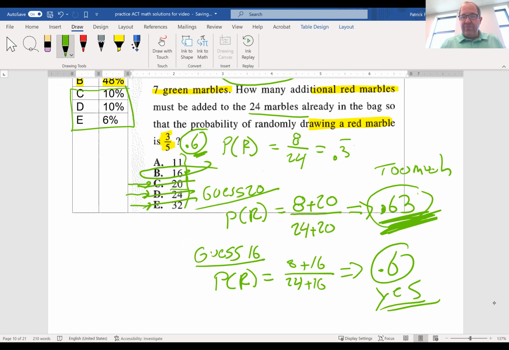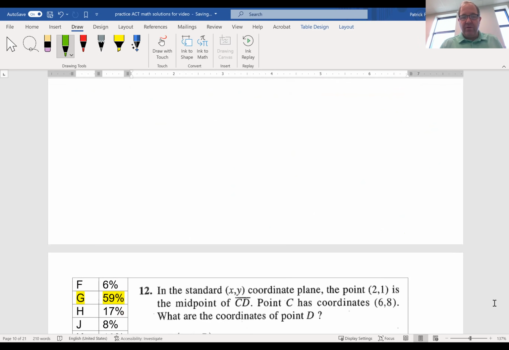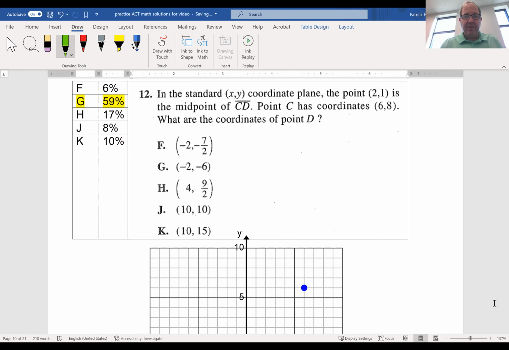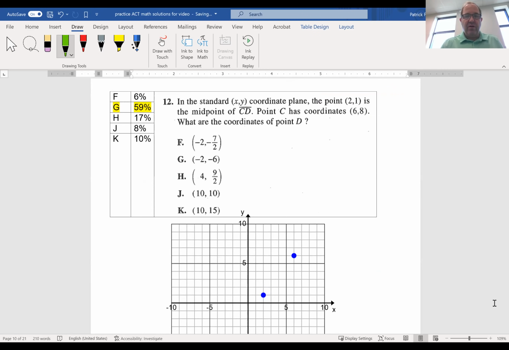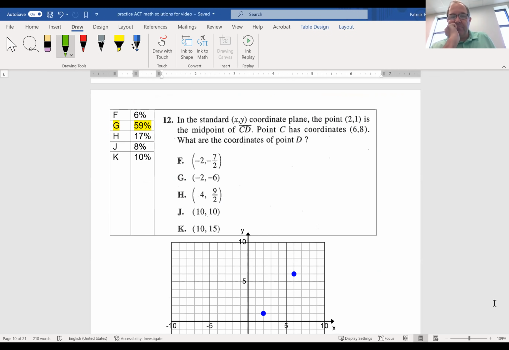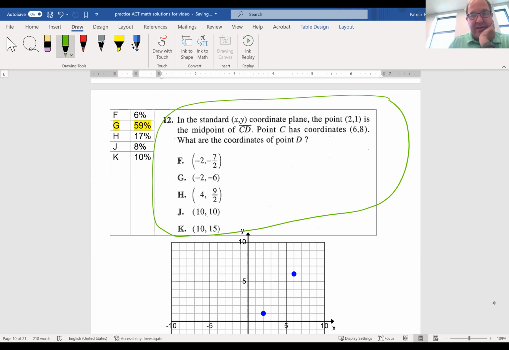Okay, we got time for just a few more here. I don't want to keep you more than 20, 25 minutes here. Okay, this is number 12. And they're telling us, and this is what they gave. I went ahead and drew a graph here to help us out a bit to kind of see it. They're telling us that this point here is a midpoint.